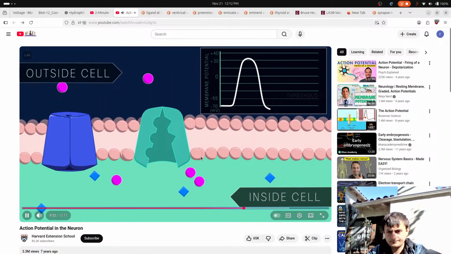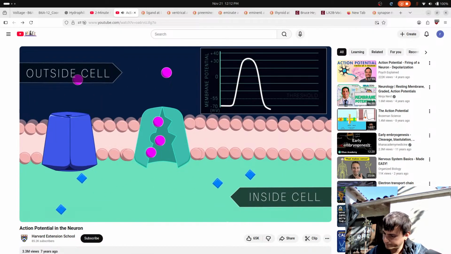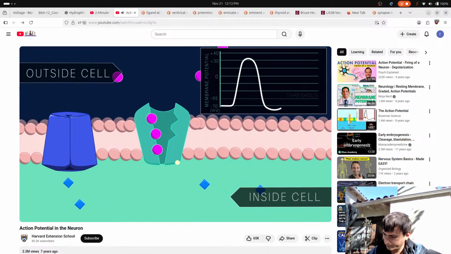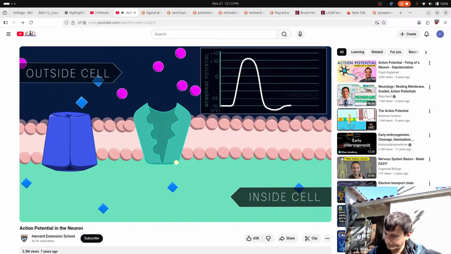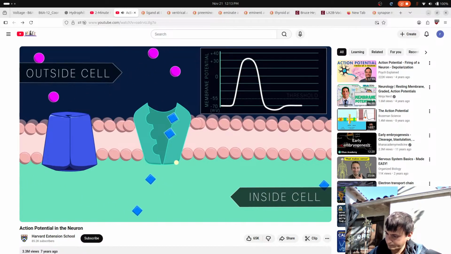Throughout all this, the sodium-potassium pump is still working. The pump restores the chemical gradients by putting the sodium and potassium back in place, and the pump reestablishes the potential gradient by moving more sodium ions out than potassium ions in. This returns the membrane potential back to its resting potential.